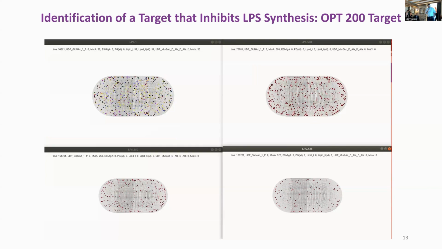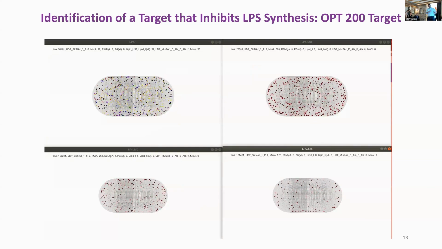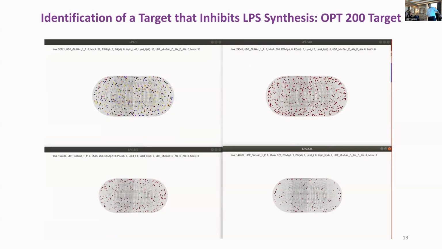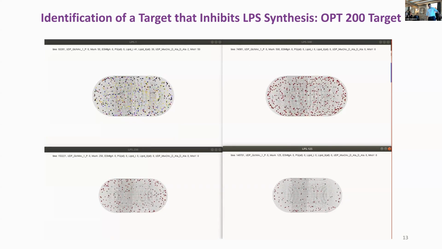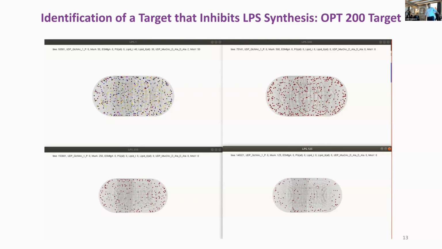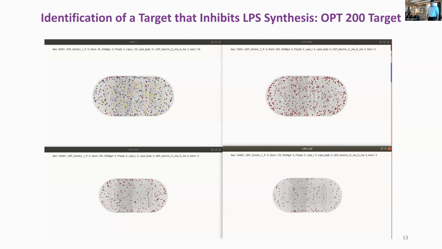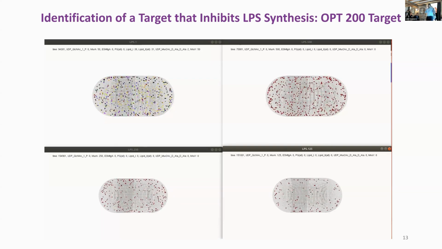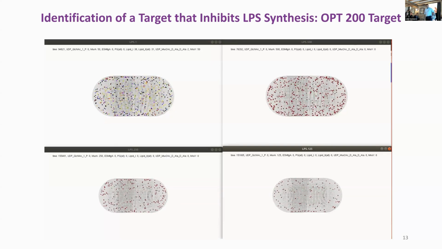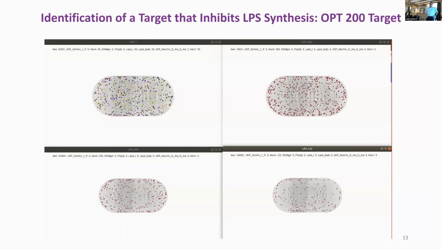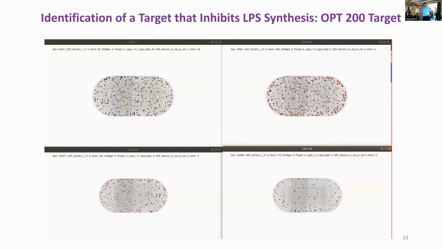And then we can interrogate different enzymes along that pathway. Here we've looked at a particular enzyme, and as you get into it, the red dots get lower, and lower again. This is all wet lab data to validate the target. So we've identified a target using this method.